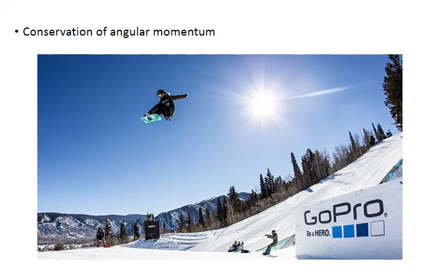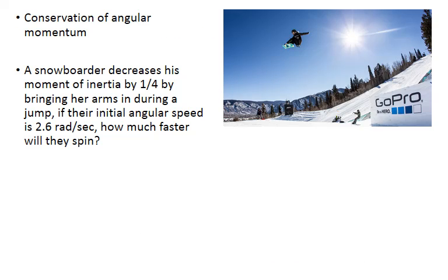So a jumper can adjust their body to make them spin faster or slower. If we look here, let's say a snowboarder is up in the air and decreases their moment of inertia by 1/4 by bringing her arms in during a jump. Let's say their initial angular speed was 2.6 radians per second. Let's figure out how much faster they will spin if they reduce their moment of inertia by that much, assuming there's no outside torque causing them to slow down or speed up. So go ahead and pause the clip and give that a try, and when you're ready to check, you can hit play to continue.